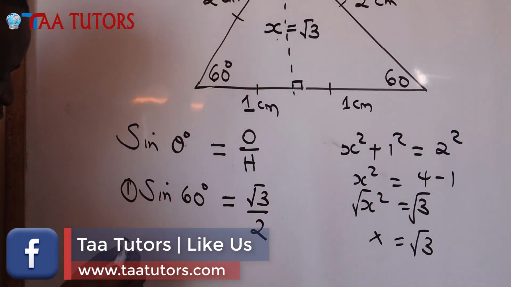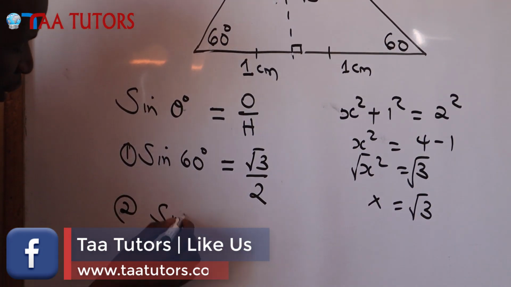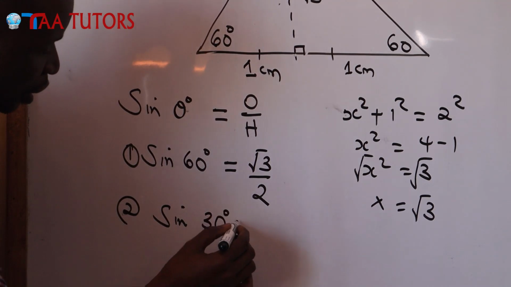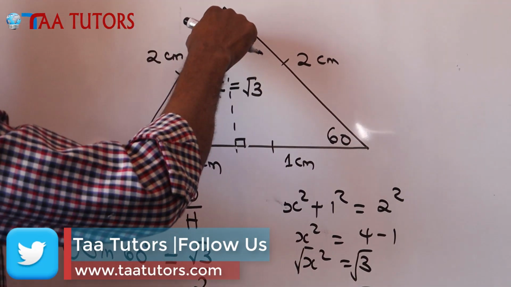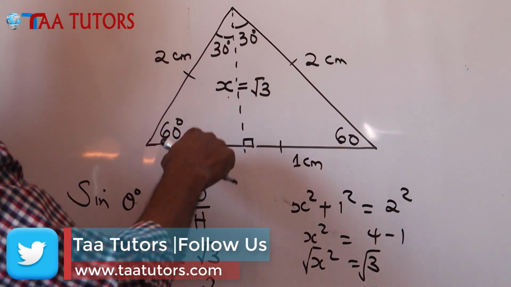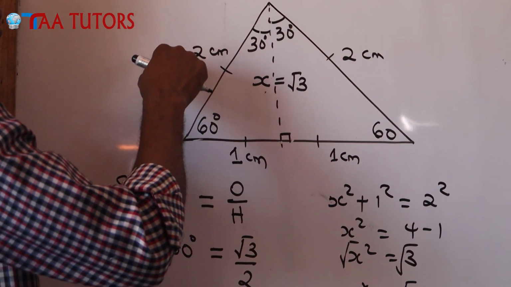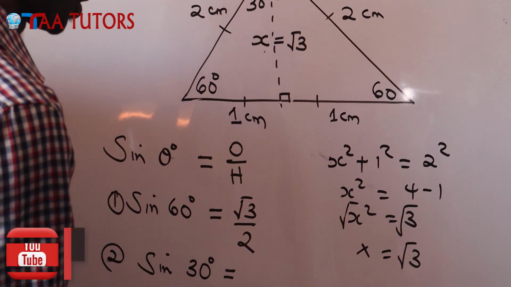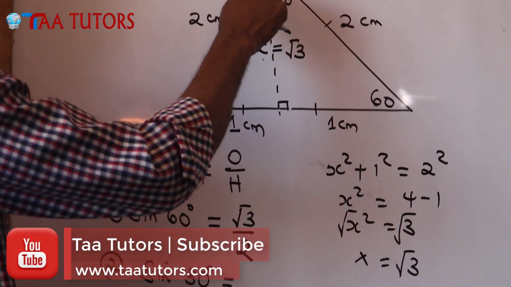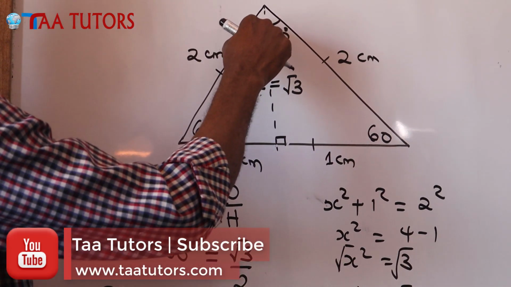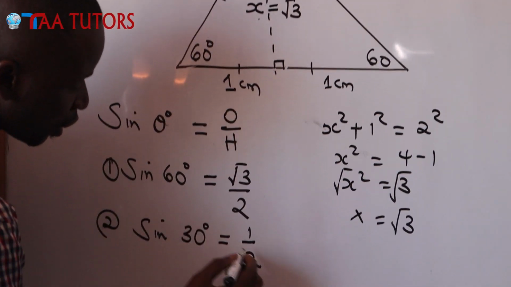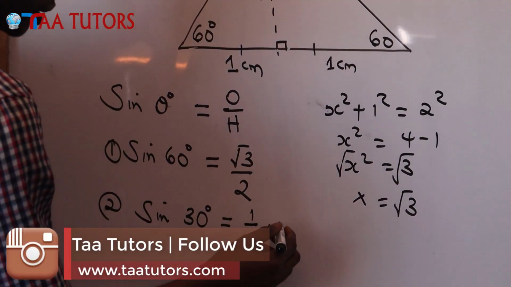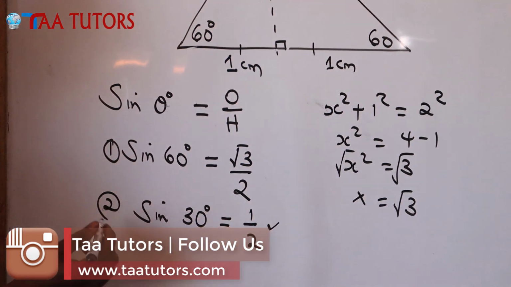Number 2, sine 30. What about if you have sine 30 degrees? When you talk about sine 30, we have to look at the other angle. The 30 is here. So if you have 30 here, the opposite is 1 and the hypotenuse is 2. So that one will not come with a surd in it. Sine 30 is going to be opposite 1 over hypotenuse 2, so it's going to be a half. That is not having a surd in it, but still it's very important for you to know.